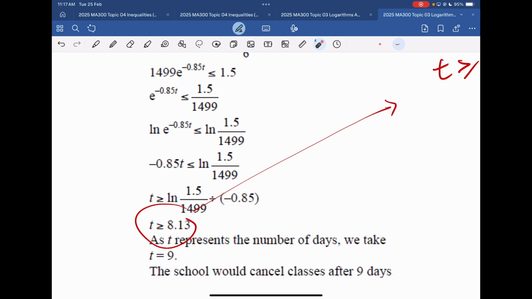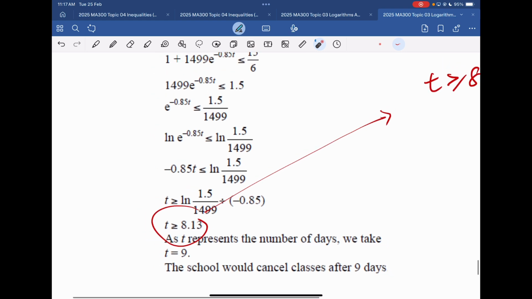So it's always you round up. What am I saying here? 8.13. If you don't understand what I say, just remember you round up. You don't round down. Why? Because at the 8th day, we haven't reached 40%. At the 9th day, then I reach.